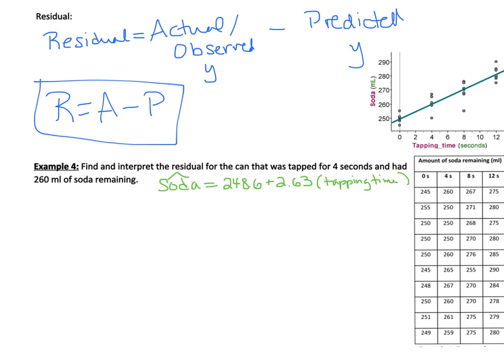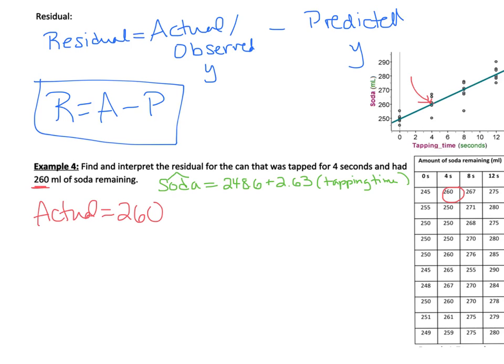So for this example, I've put a few things here for your reference. And we want to find and interpret the residual for the can that was tapped for 4 seconds and had 260 milliliters of soda remaining. So if you look at the original table that they gave you, it's this value right here. And on your graph, I'm going to try to highlight it in pink. It's going to be around there. It actually looks like it was very close to your original line, which means the residual is going to be very small. So this value here is actually going to be our actual or observed value, this one right here. So you can write it like that.